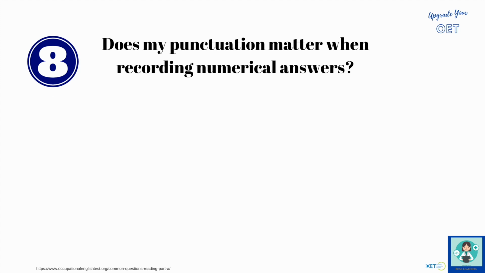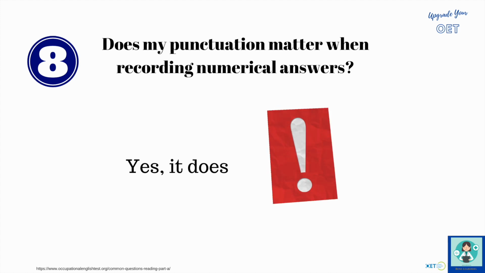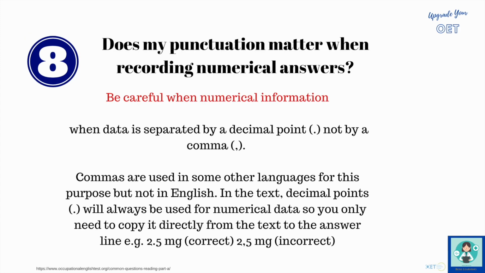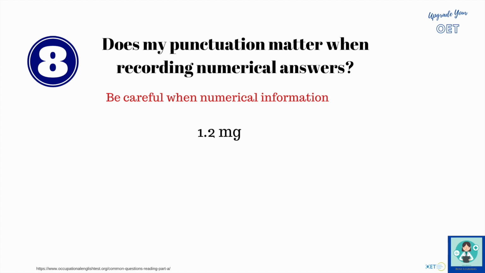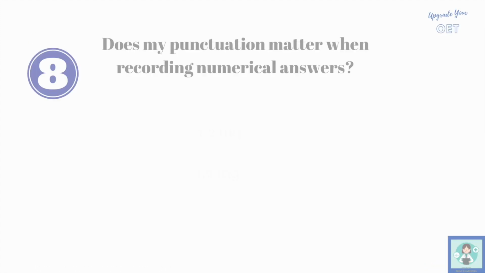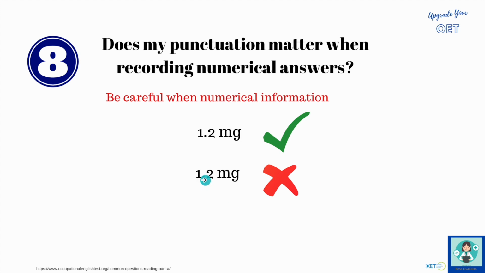What about punctuation? Does it matter when recording numerical answers? And of course, yes, it does, because the thing to notice is that in English-speaking countries, we use the comma and the decimal point in a slightly different way to a lot of other countries. So commas are for thousands, and let me give you an example. We would say 1.2 micrograms. We wouldn't say 1 virgule if you're French, or comma 2 micrograms. That would be wrong. So be super careful again with that. Write down those decimal points accurately.